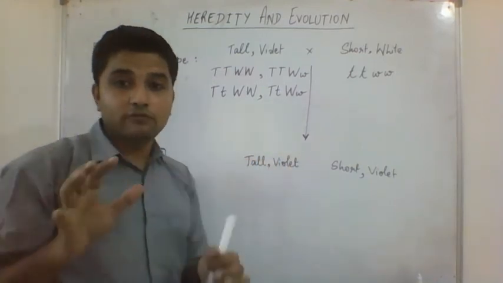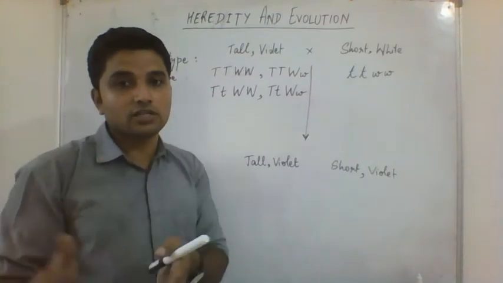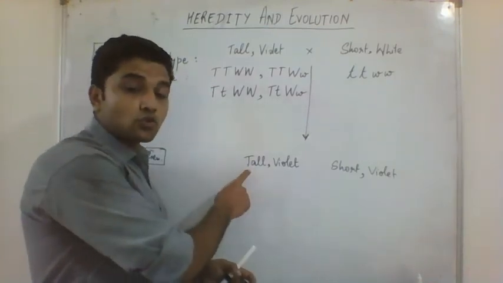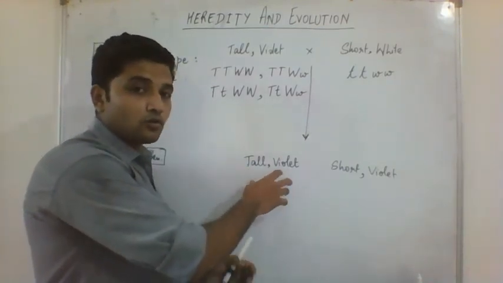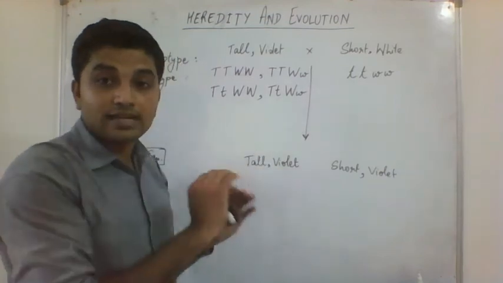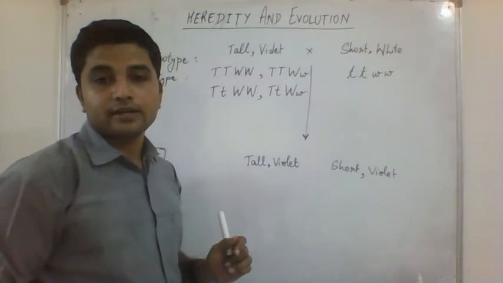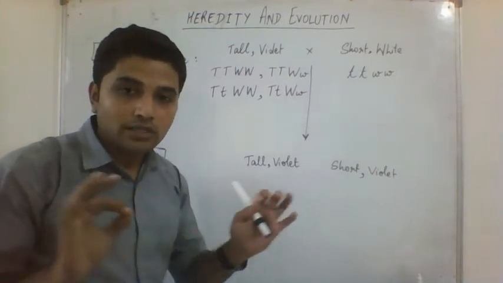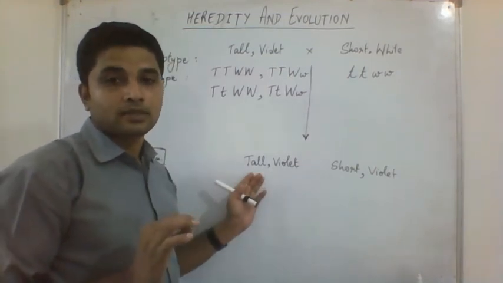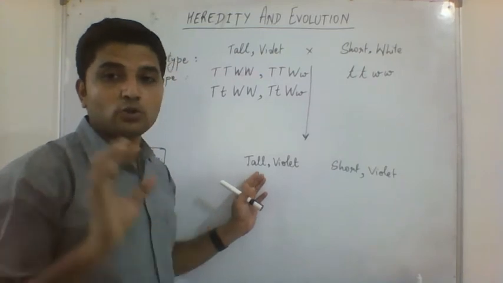Now we have been given the characters of the F1 generation in the question. The F1 generation is tall and violet. All of them are violet. The question says that all the plants are violet. So tall and violet also are there, short and violet also are there. That means violet is present in all the offspring. 100% of the offspring are showing violet flowers.